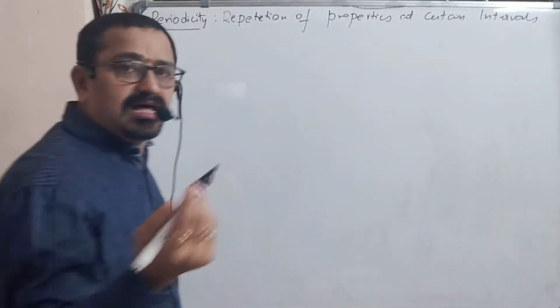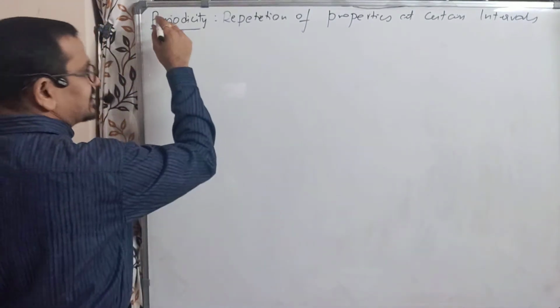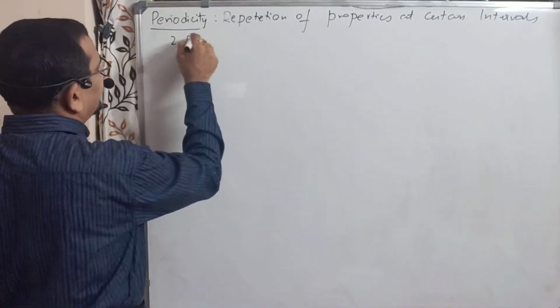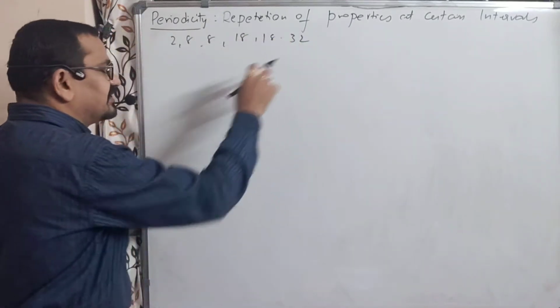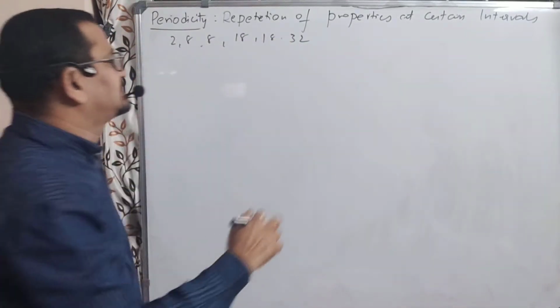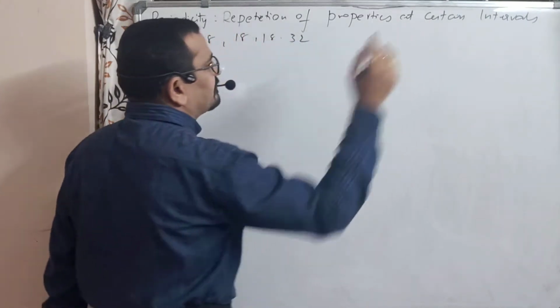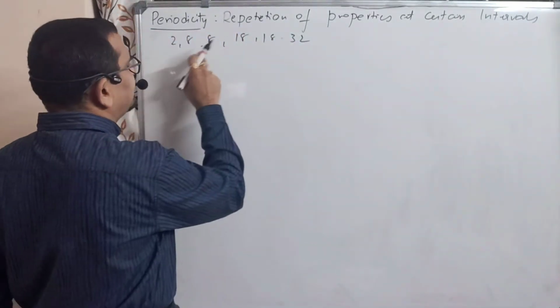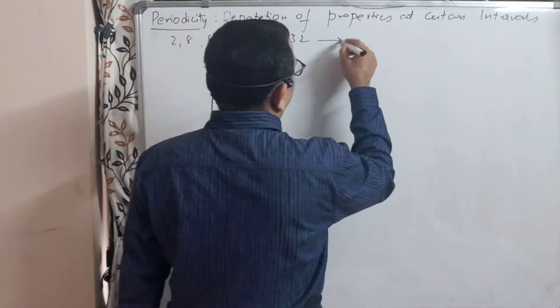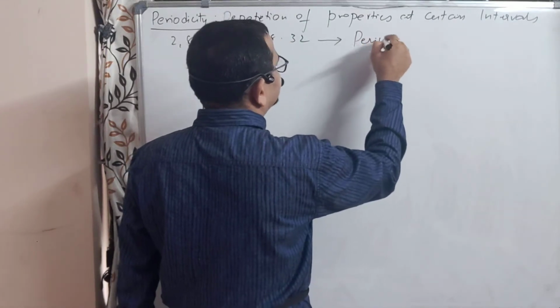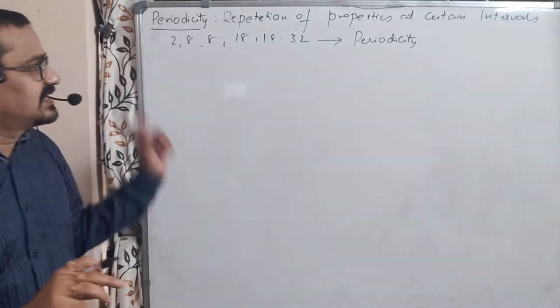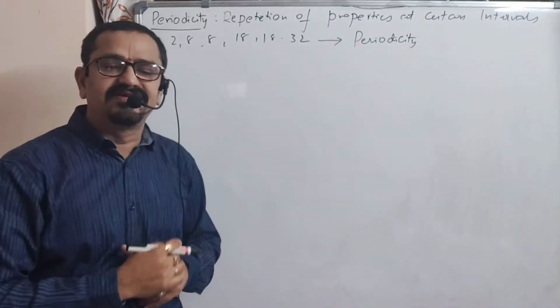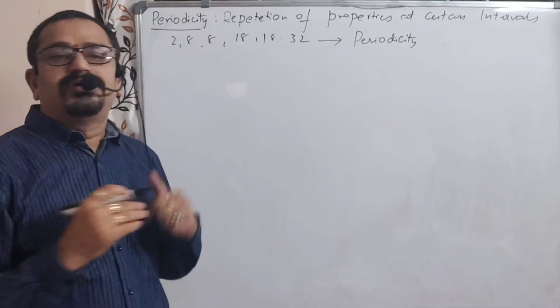With respect to alkali metals, meaning first group elements, the gaps are 2, 8, 8, 18, 18 and 32. Repetition of properties at certain intervals of 2, 8, 8, 18, 18, 32 is called periodicity. And such properties which are repeated at certain intervals in this way are called periodic properties.